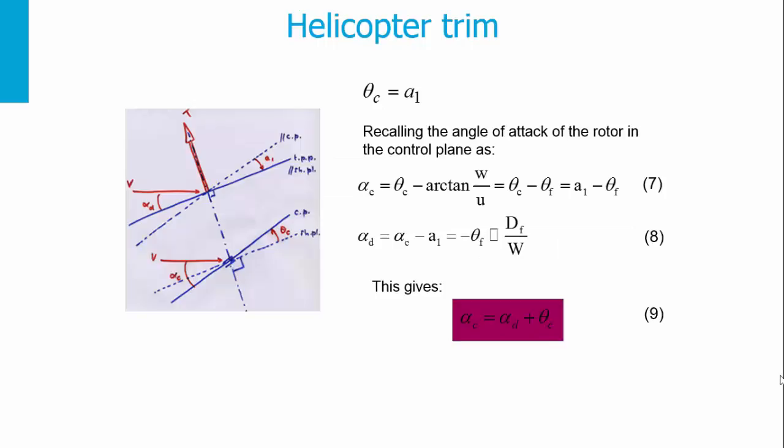Now, some examples of relations that we will need. We learned that the longitudinal cyclic equals the flapping angle. Recalling the angle of attack of the rotor in the control plane as alpha c equals theta c minus the arctan of w over u, it follows that the angle of attack with respect to the control plane equals the angle of attack with respect to the disk plane plus the longitudinal cyclic pitch.